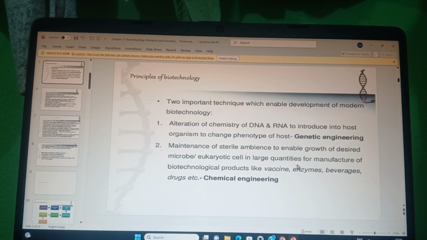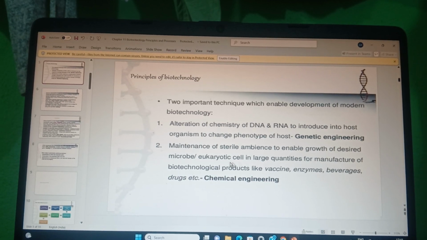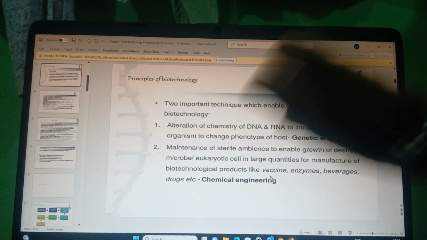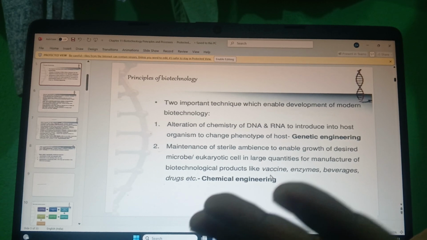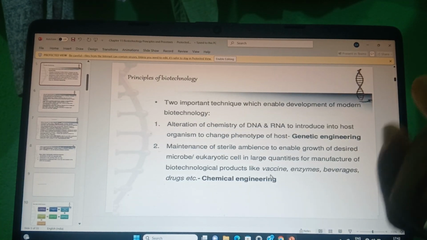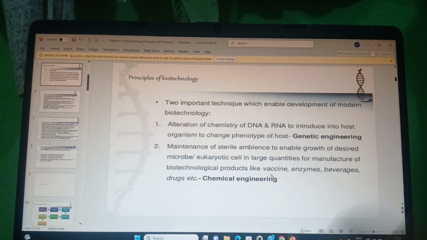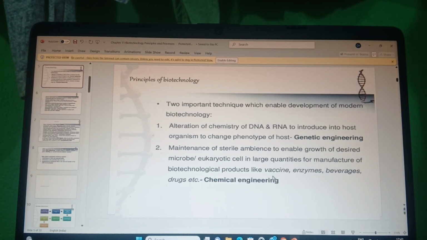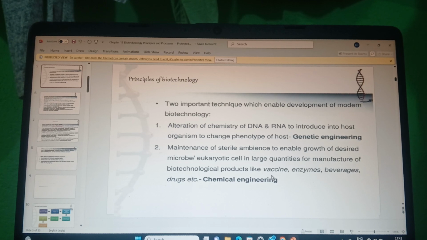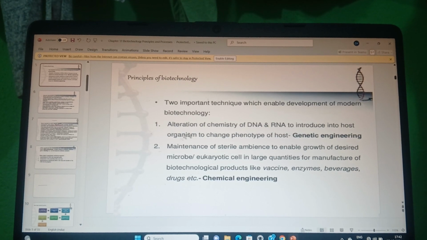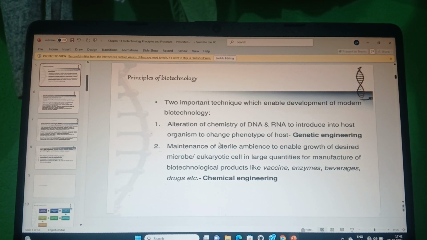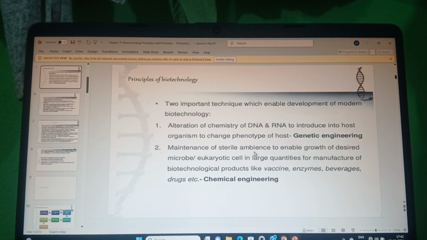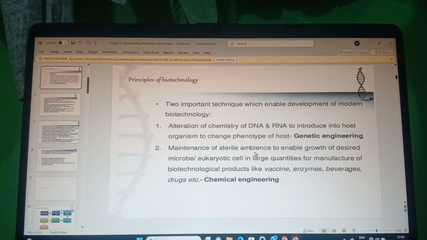For the manufacture of biotechnological product, what I am telling you, you want to get only the insulin. You do not want any other contamination, any mixing of the product of any other bacteria. Maybe any poisonous thing has been produced by another bacteria, so it is harmful for human society, you never want that. So you want to maintain the sterile condition. Sterile means germ free, contamination free. Understood or not?